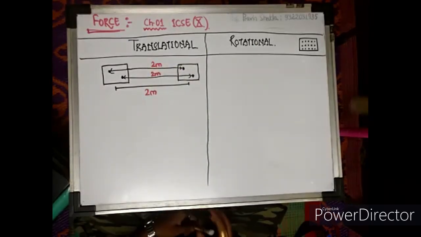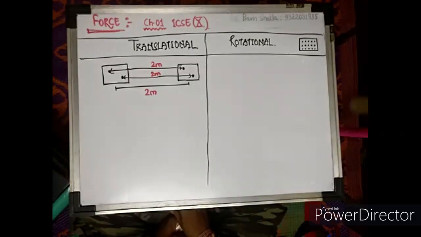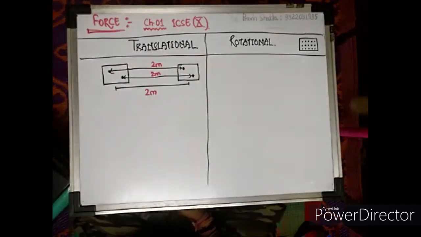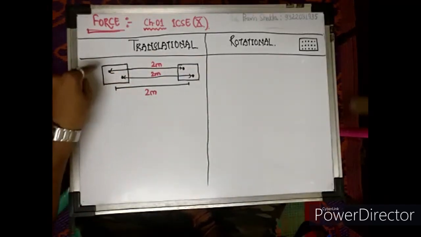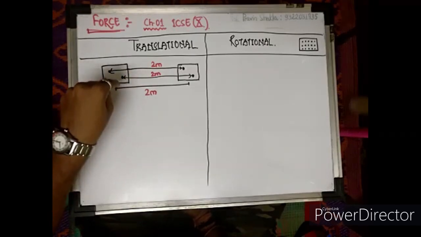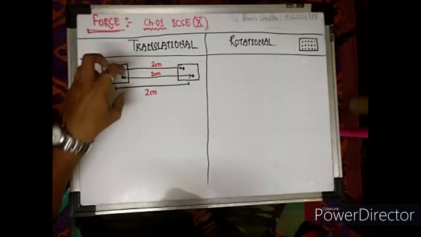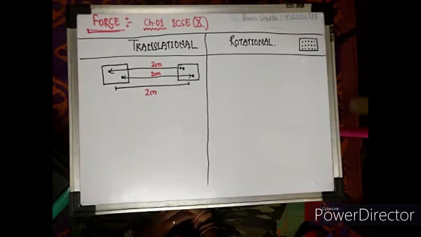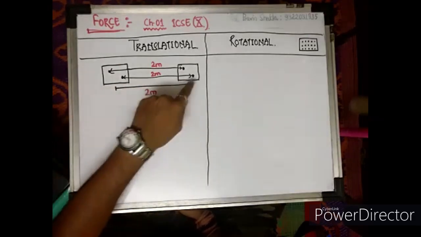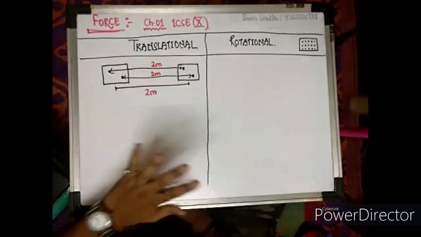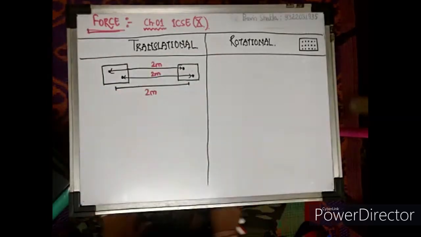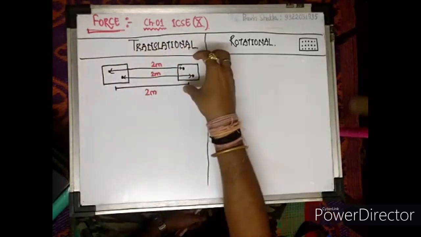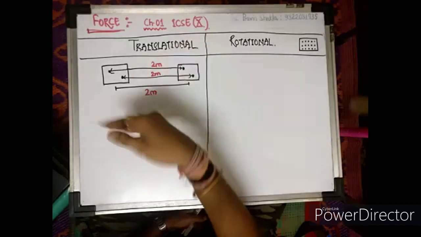So this is the quality of translational motion: whenever an object undergoes translational motion, all the points on the object will move the same distance. If this is 2 meters, this will be 2 meters, this point and this point will be 2 meters. Anywhere you go, it will be 2 meters. So all the points of a body will travel the same distance in the given time. This is called translational motion.